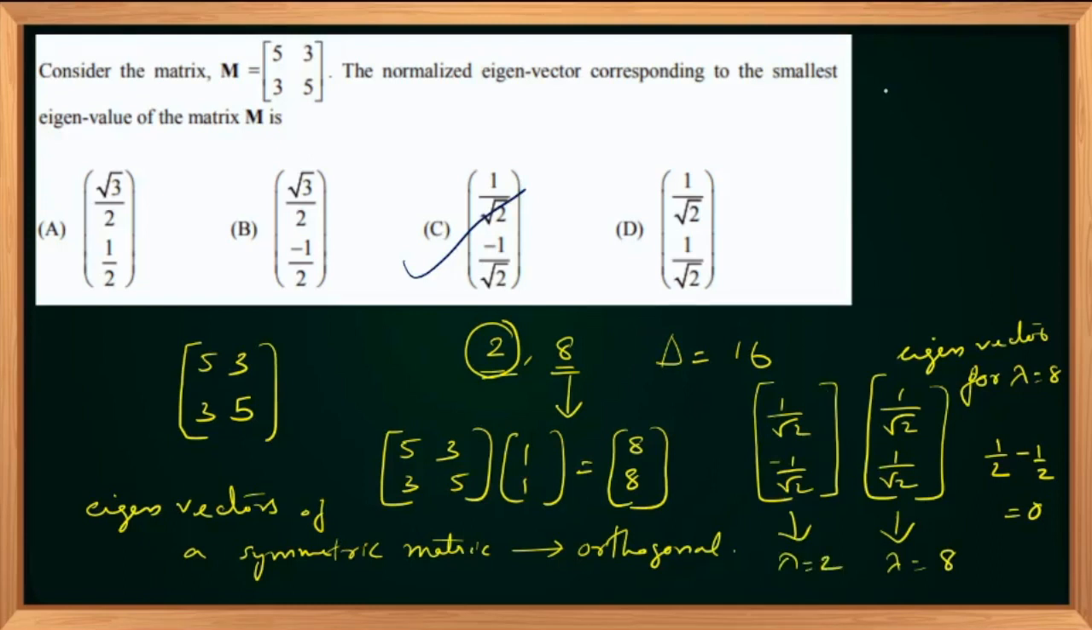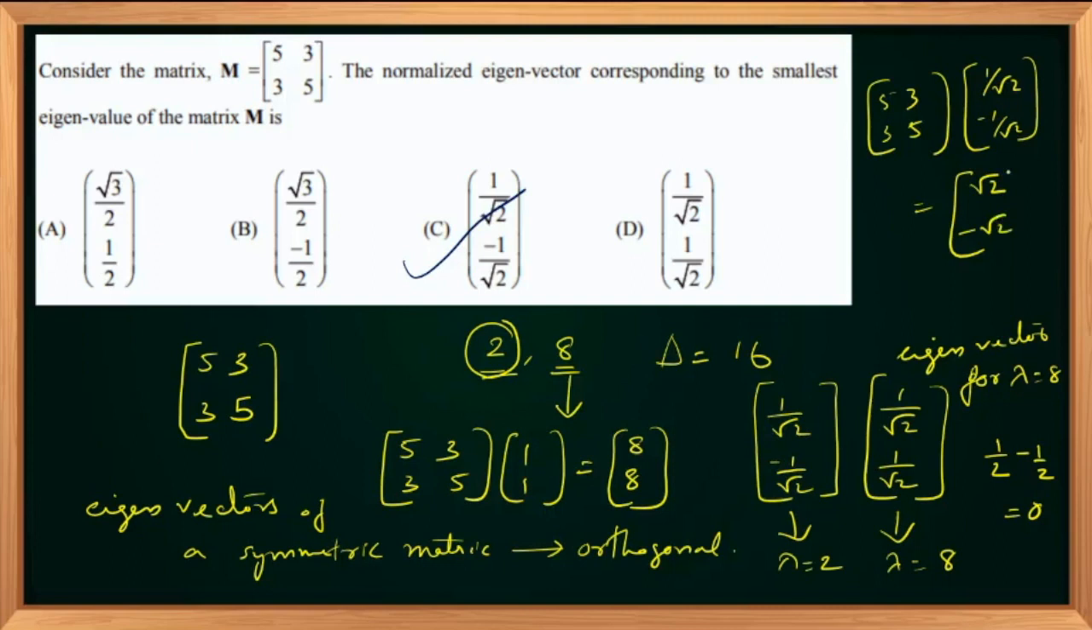Now you can check this. 5 3 3 5 times 1 by root 2, minus 1 by root 2. So 5 into 1 by root 2 minus 3 into 1 by root 2, that is 2 into 1 by root 2, that is root 2. 3 minus 5, so that is minus root 2. 1 by root 2 into 2 is actually root 2, and minus 1 by root 2 into 2 is actually minus root 2. So here lambda is equal to 2. Is it clear to all of you?